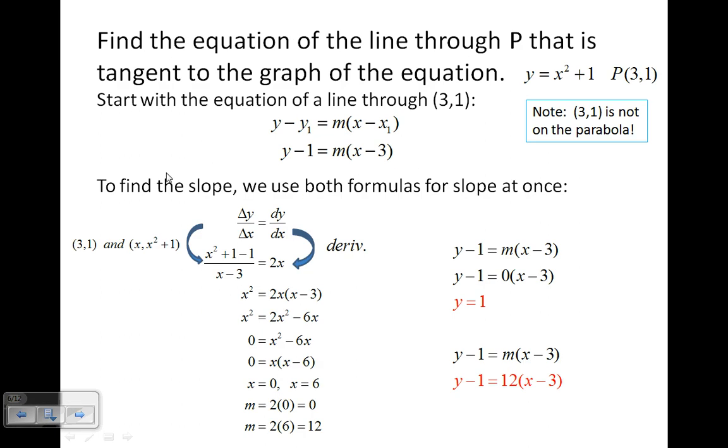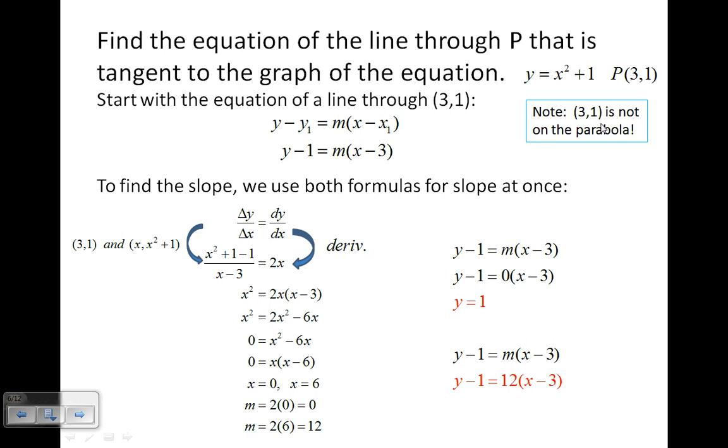So here's probably one of the most difficult problems that we'll see in this section. They ask you for the equation of the line that goes through this point P that's going to be tangent to the graph of the equation. We've seen find the equation of the line tangent to the graph before, but now we're requiring the tangent line to go through a point that's not on the function. So here we have the point 3, 1.